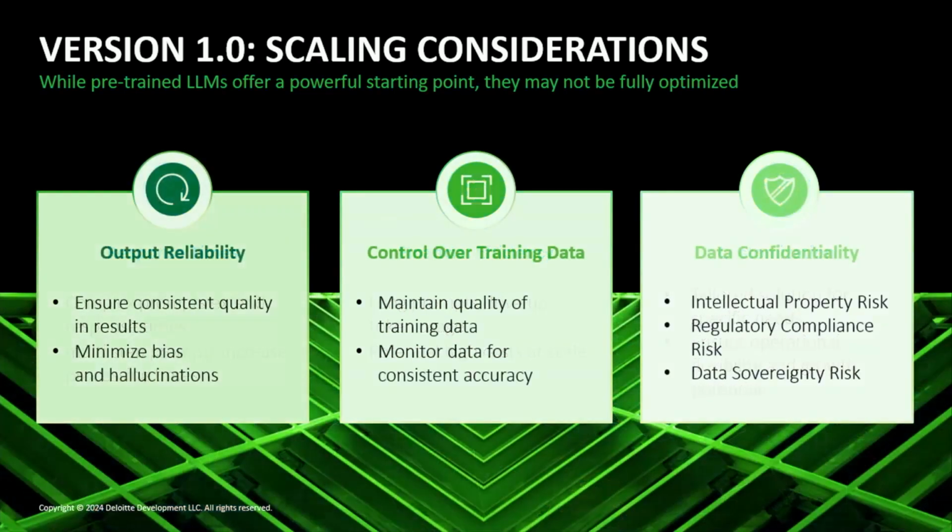The second set of considerations starts with output reliability. Again, extremely important. We didn't just want our output to be reliable and accurate. We want it to be consistently reliable and accurate. Like it needs to show that accuracy with every incoming prompt. We want to reduce bias in our output. We want to minimize or even eliminate hallucinations. And that means we need to have some level of control over our training data set.